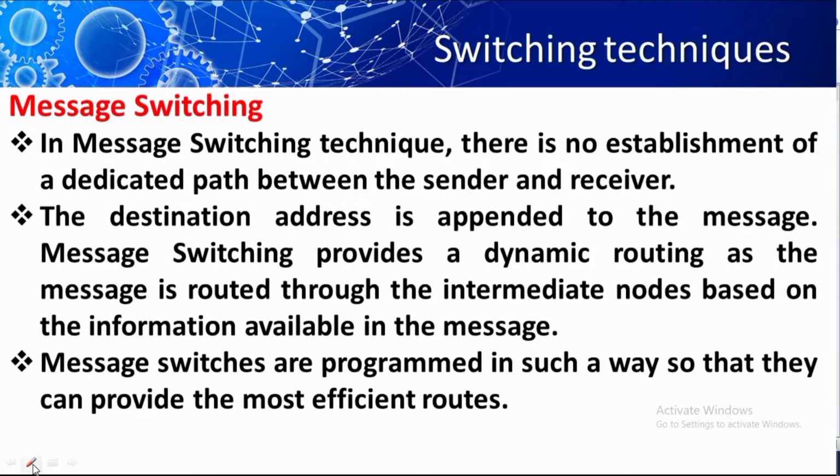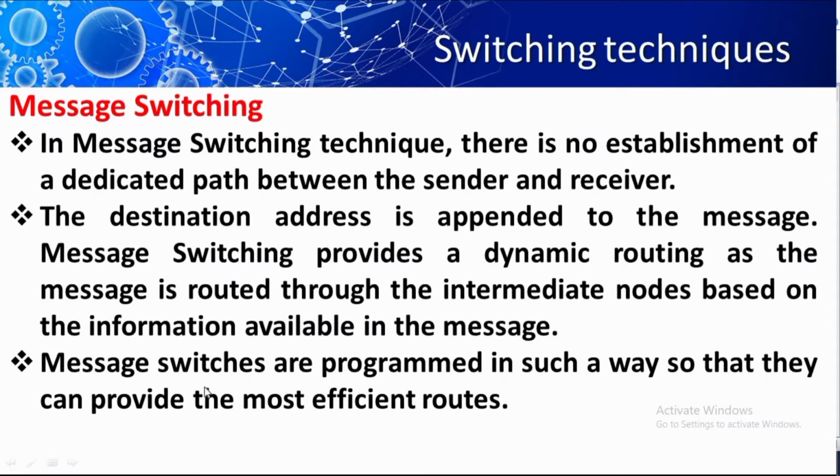Previously, in message switching, the intermediary node stores the data in hard disk, which is slower. Now they are using RAM to store the data and forward to the next node, whichever is available or best path.